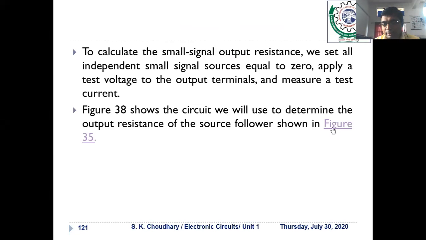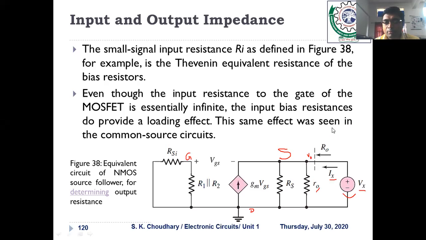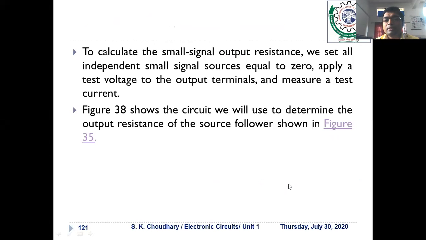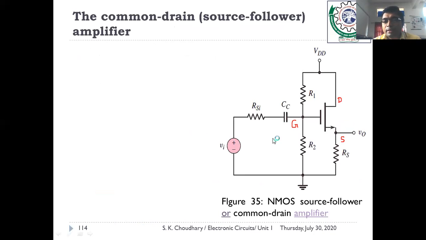This small signal equivalent circuit is used to determine the output resistance of which particular circuit? The source follower. If you see the diagram, this is the source follower. For this circuit we are determining the output resistance. On which particular terminal is the output resistance considered? The source terminal. Here we calculate R0.